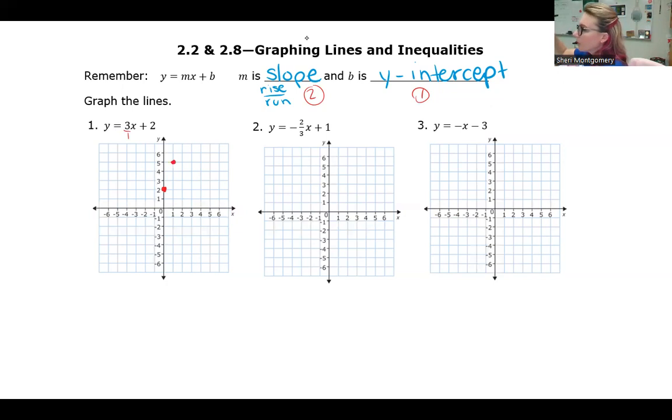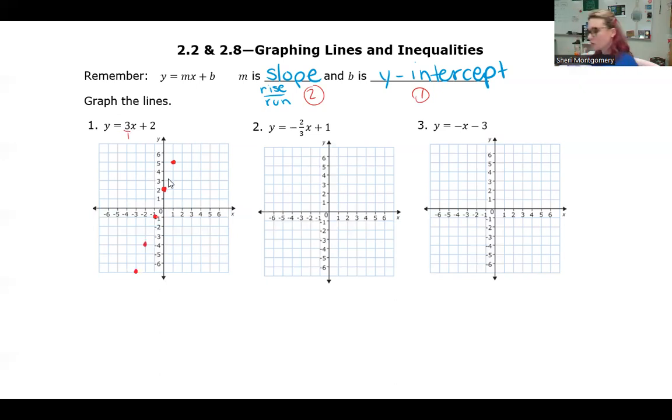If I went up 3 and over 1 again, I'm going to fall off my grid. So I don't need to do another point that way. But I'm going to use symmetry to build my line the other direction. From my y-intercept, if I went up 3 and over 1, then I need to go down 3 and over 1 to put another point. I'm going to do that again a few times until I run out of graph. So I have plotted my points.